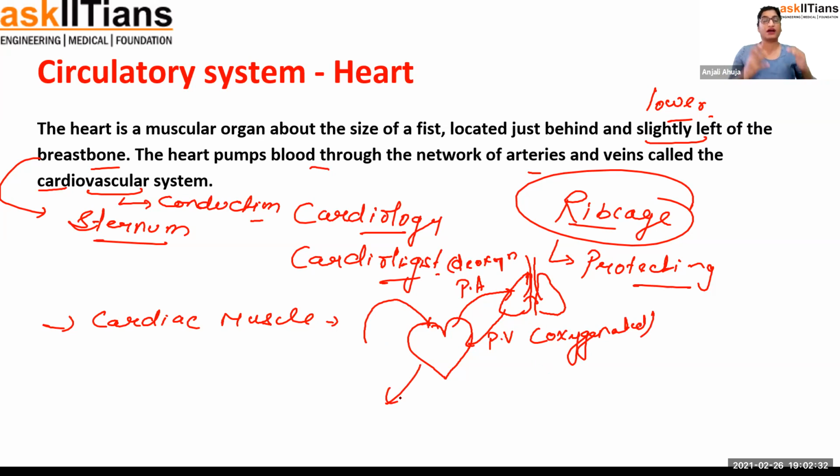That's the brief thing. Now, we will be learning a little detail about the heart structure. I'm going to make a very simple diagram to understand it. First of all, this is a square shape that I'm going to make.